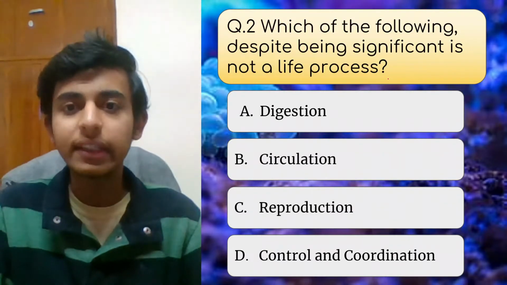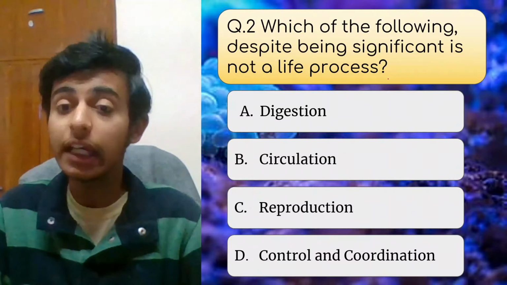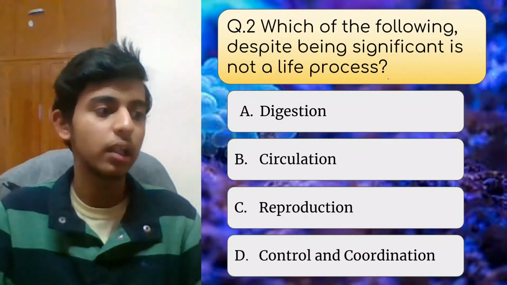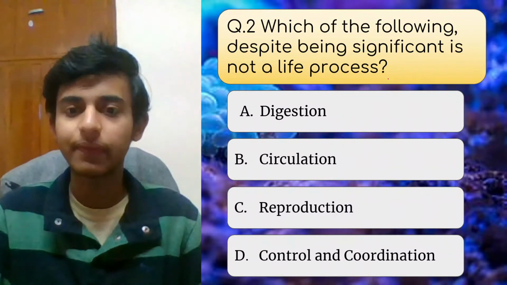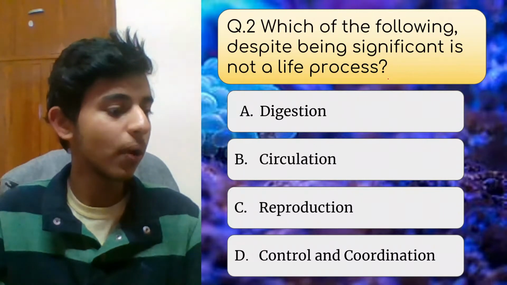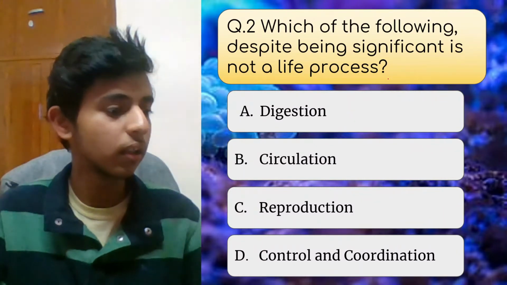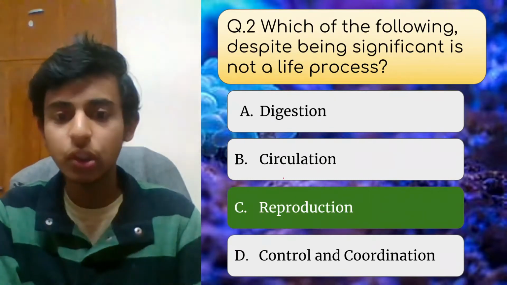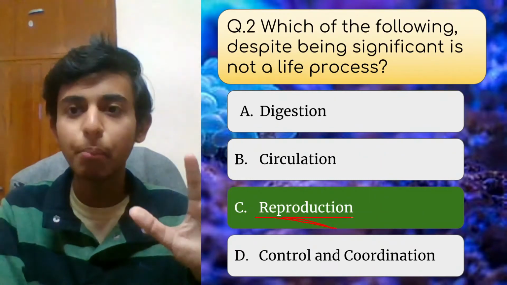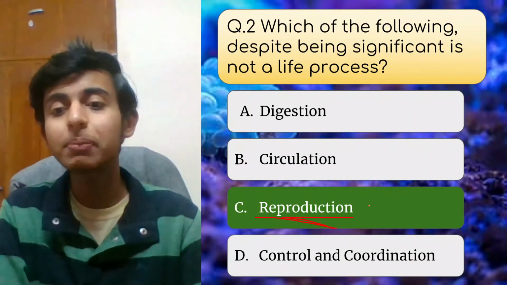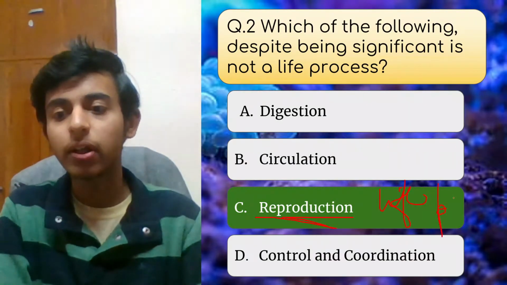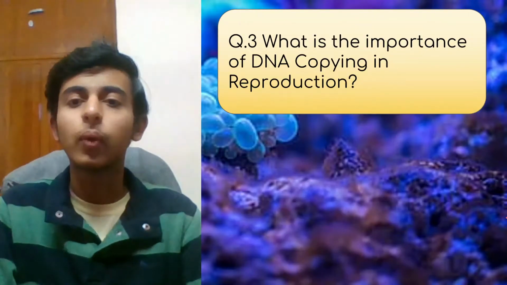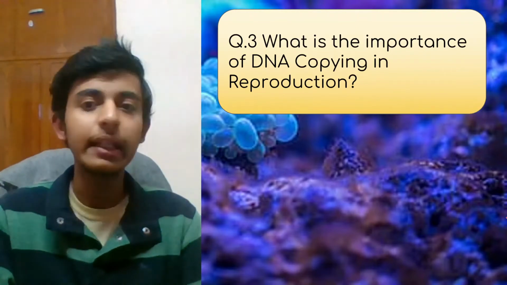Question two. Which of the following, despite being significant, is not a life process? Digestion, circulation, reproduction, control and coordination. You can answer this easily. Okay, people are saying C, and that is the correct answer. Reproduction is important for the continuation of the species, but it is not a life process.